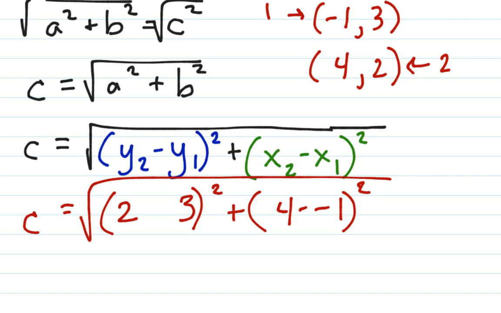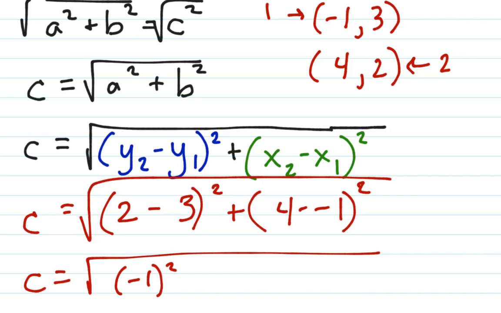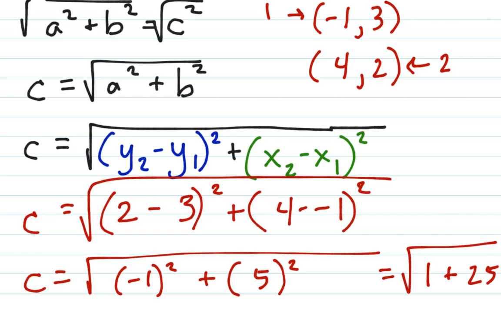Let's simplify it. Oh, I forgot a minus sign there. So c should be equal to the square root of 2 minus 3, which is negative 1. We'll square that. Plus 4 minus negative 1, which again is 5, and we'll square that. So this is going to give me the square root of negative 1 squared, which is 1, plus 5 squared, which is 25, and I'm running out of space here, but we end up with the square root of 26, just like we did on the previous screen.